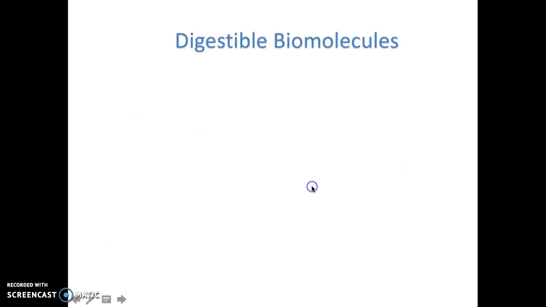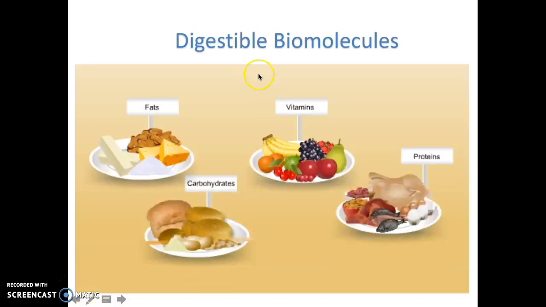All right, so the first part that we're going to see is the digestible molecules. We have talked about these already. These are the fats, the carbohydrates, and the proteins. These are very, very important biomolecules that we have talked about. You have to remember the difference between them. It is crucial that you now know the difference between their functions, their elements, and their structures.